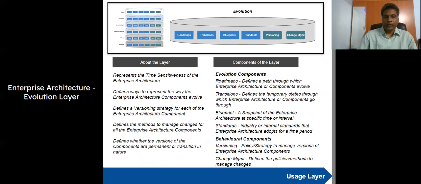So we talked about breadth and depth, which are two dimensions of the enterprise architecture. The third dimension is the time dimension, right? So this layer lets us define the time sensitiveness of the enterprise architecture, right? So how we want to define the enterprise architecture, or what is our strategy towards evolution, right? How do we want to keep the roadmaps, right? What are the ways we want to define the transition architectures? The blueprints, right? Which is a snapshot of the enterprise architecture, at what intervals we want to take the blueprints, right?